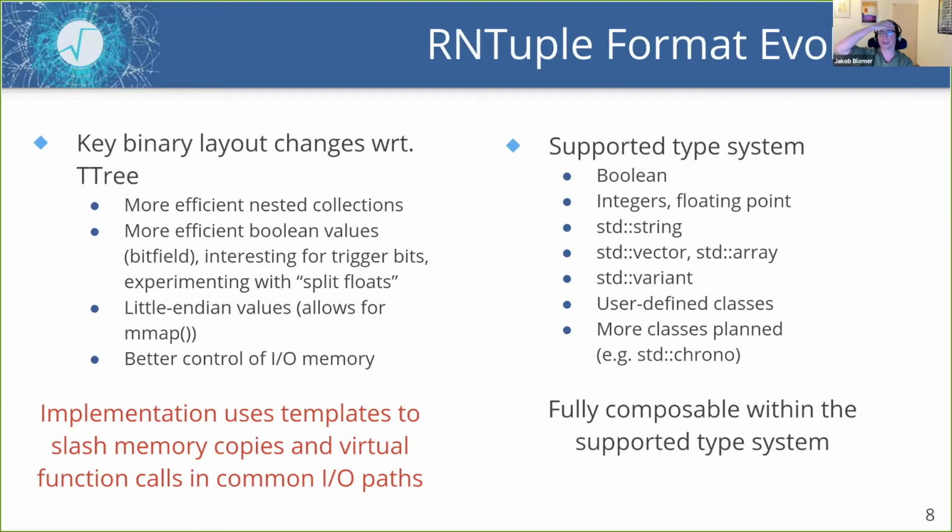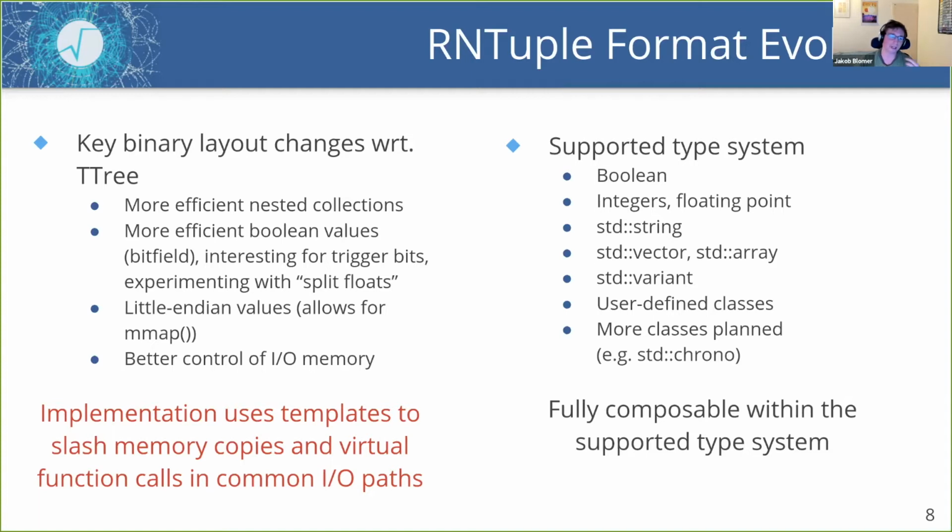Right, so if we compare RNTuple to TTree, I mean, the general structure is very similar, but there are some important changes. We have a more efficient storage of nested collections, so they compress better because we separate the offsets from the data better. We have a more efficient storage of booleans, which are stored as bit fields in RNTuple. So that's very interesting for trigger bits.